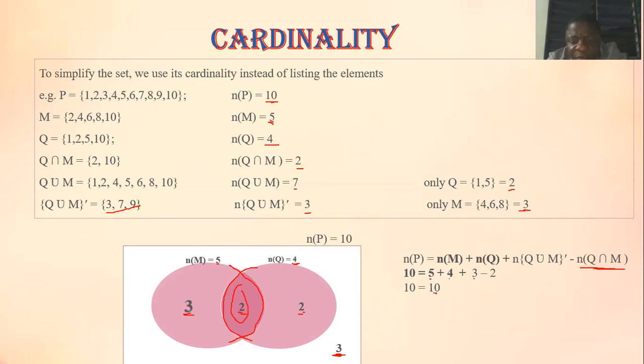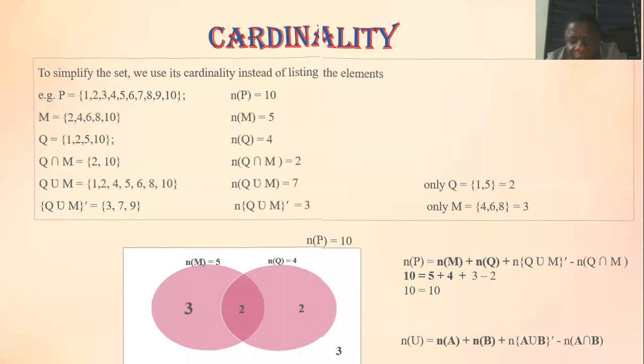So that has become the universal set. So replacing the P with the universal set, the M with A, the N with B, we will get the universal set will be equal to the number of elements in A, plus the number of elements in B, plus the number of elements in the complement of A union B, minus the intersection of A and B. That is because when we add the A and we add the B, the intersection is added twice. Let's go for further illustration and explanation of that.